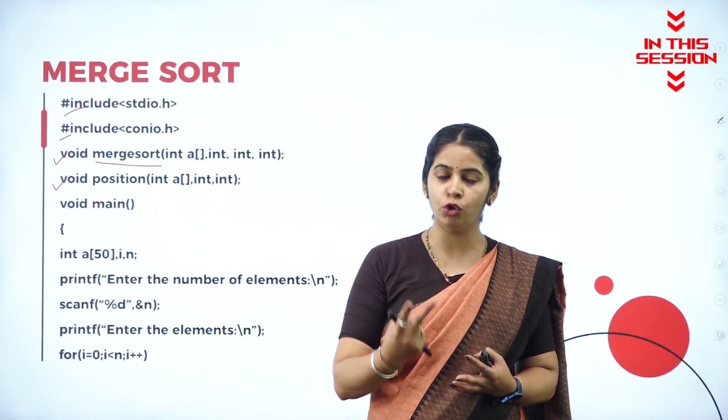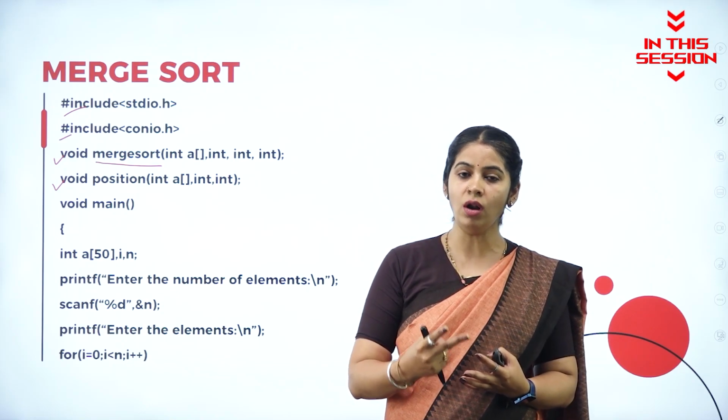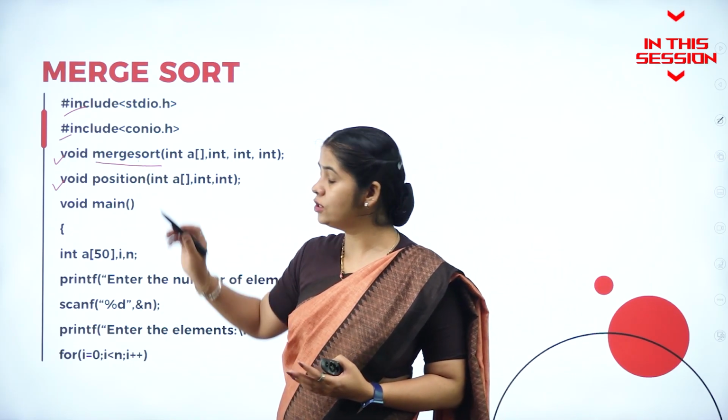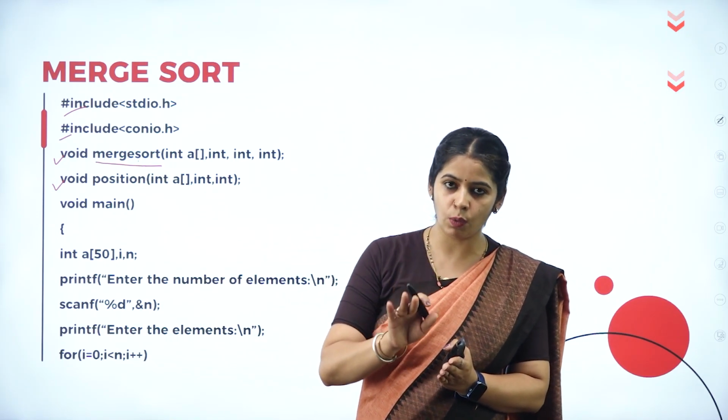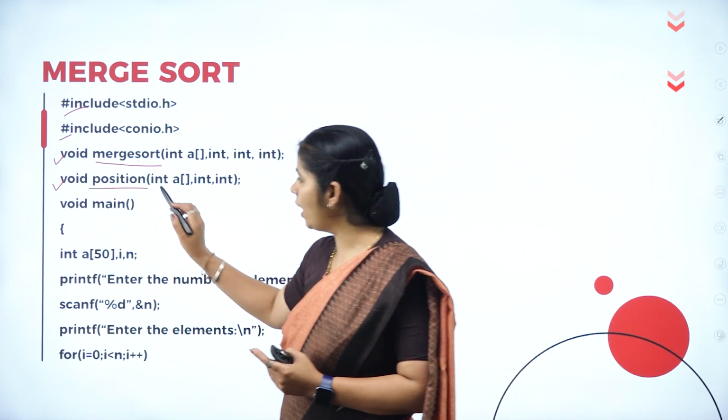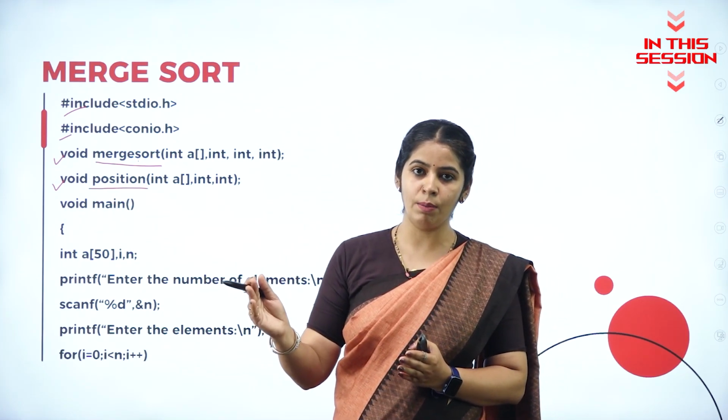We have to do two partitions or two functions called: one is merge sort, to merge the elements of the array which is divided, and one is partition, meaning dividing the elements of the array.